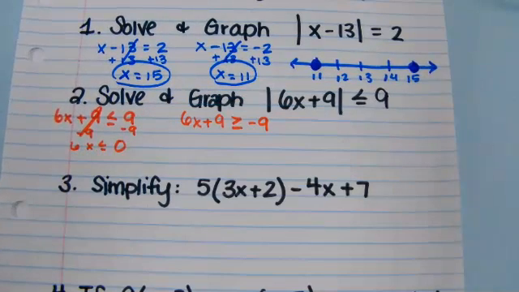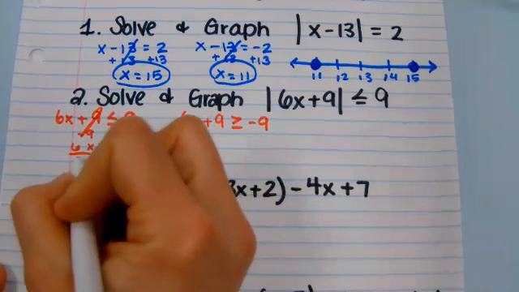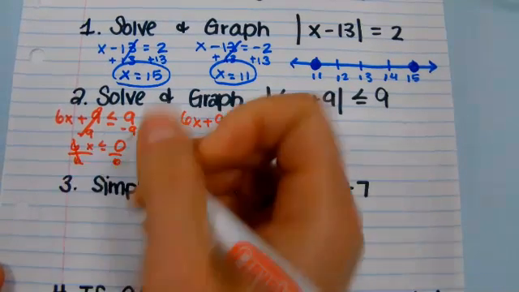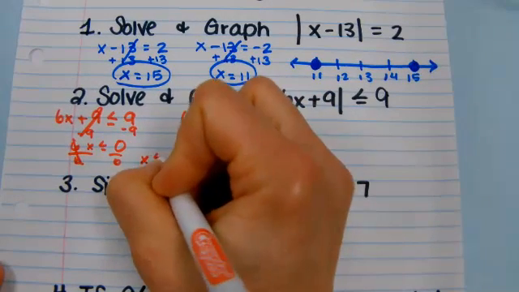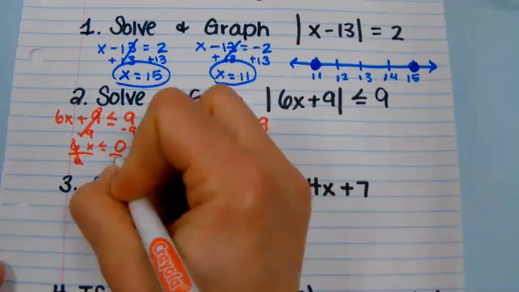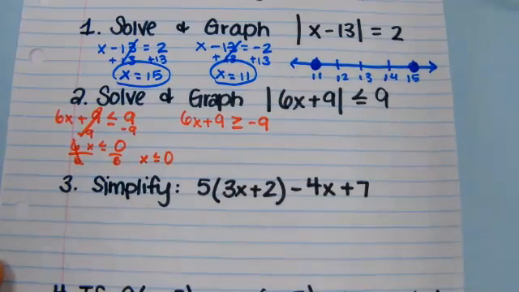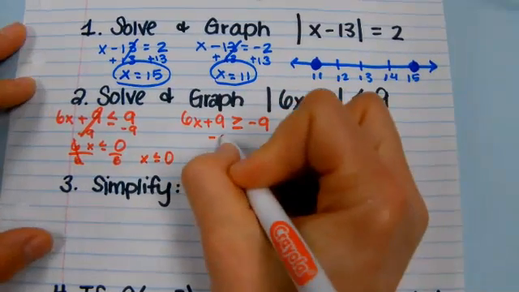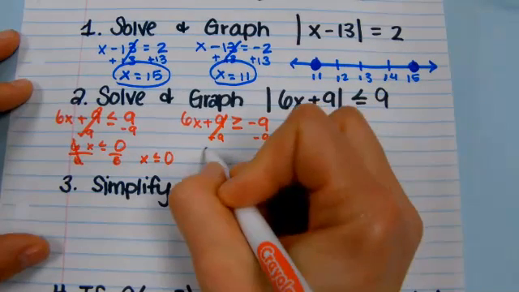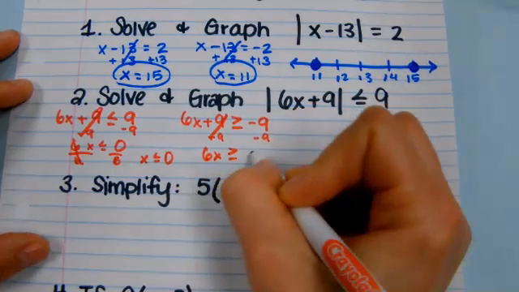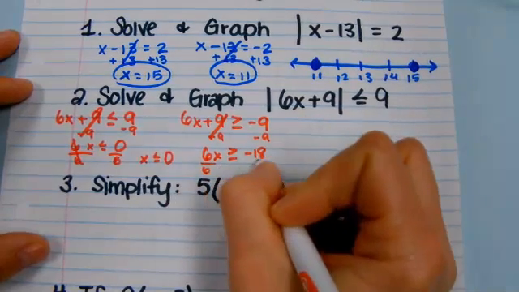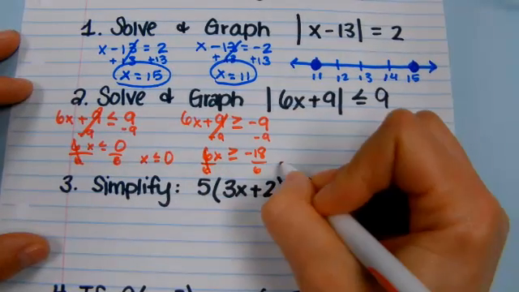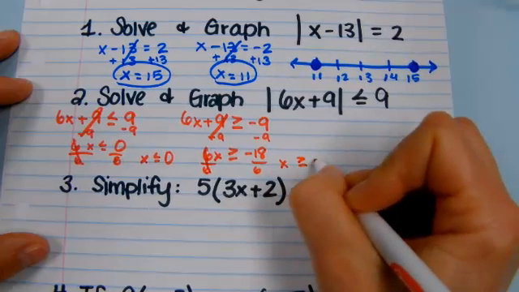I know that instills panic in some of us. All right, divide by 6. 0 does divide by 6 here, okay? So x is less than or equal to 0. It does not say error. On this side, if I subtract 9, I don't get 0. I get 6x is greater than or equal to negative 18. Then I divide by 6, and I get x is greater than or equal to negative 3.